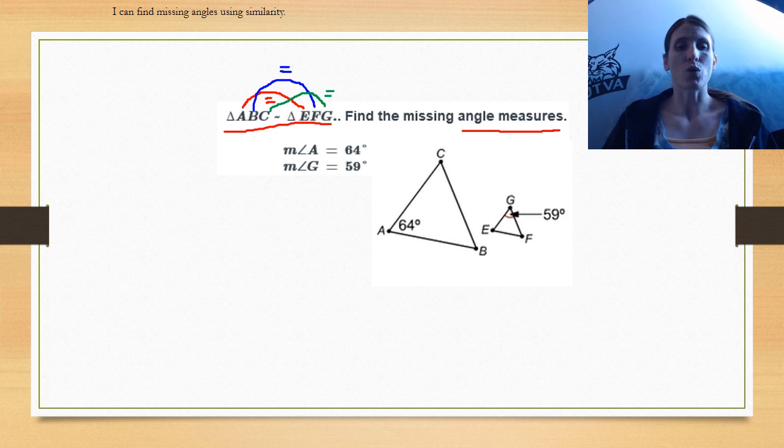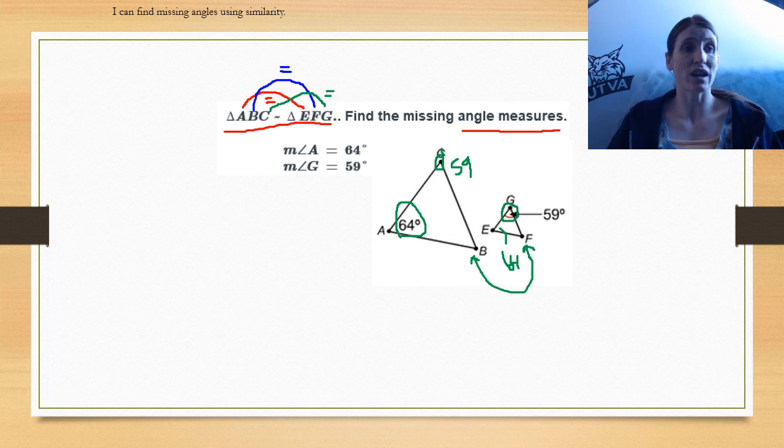So here we go. We see that A is 64, okay? We see that G is 59. Well, guess what? If A is 64, E is also 64, right? And if G is 59, C is also 59. Okay? And so we now can find B and F because we know, first of all, that these are going to be congruent. So once we find one of them, we know the other. And second of all, we know that these 3 angles form a triangle.